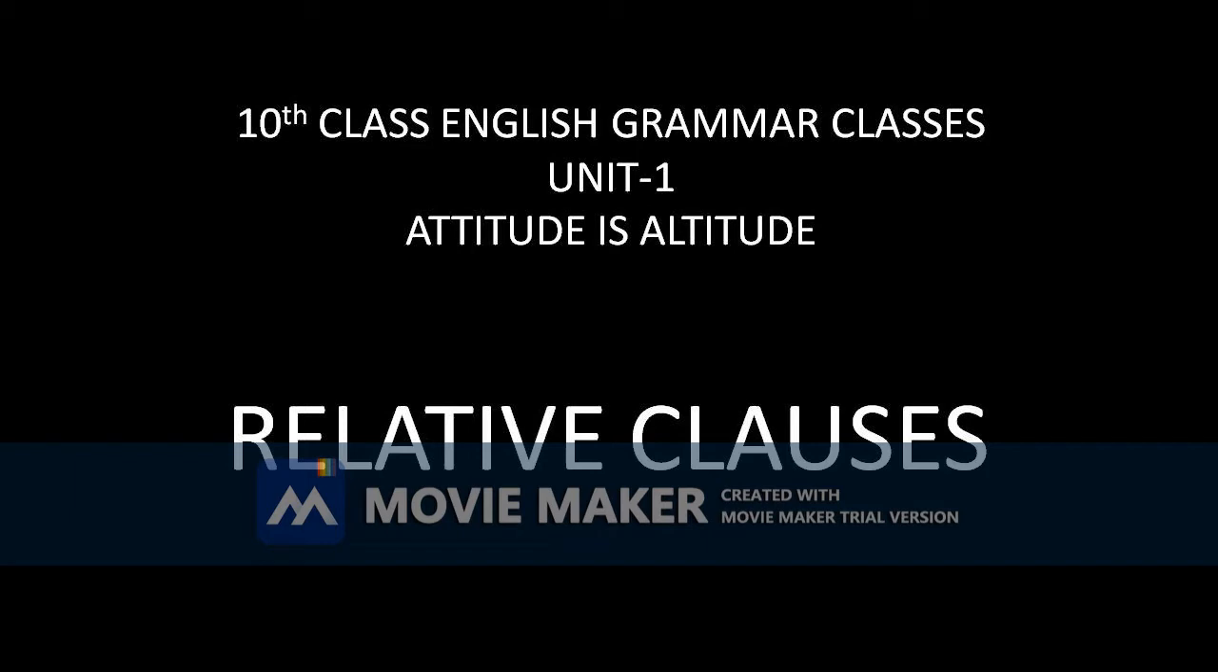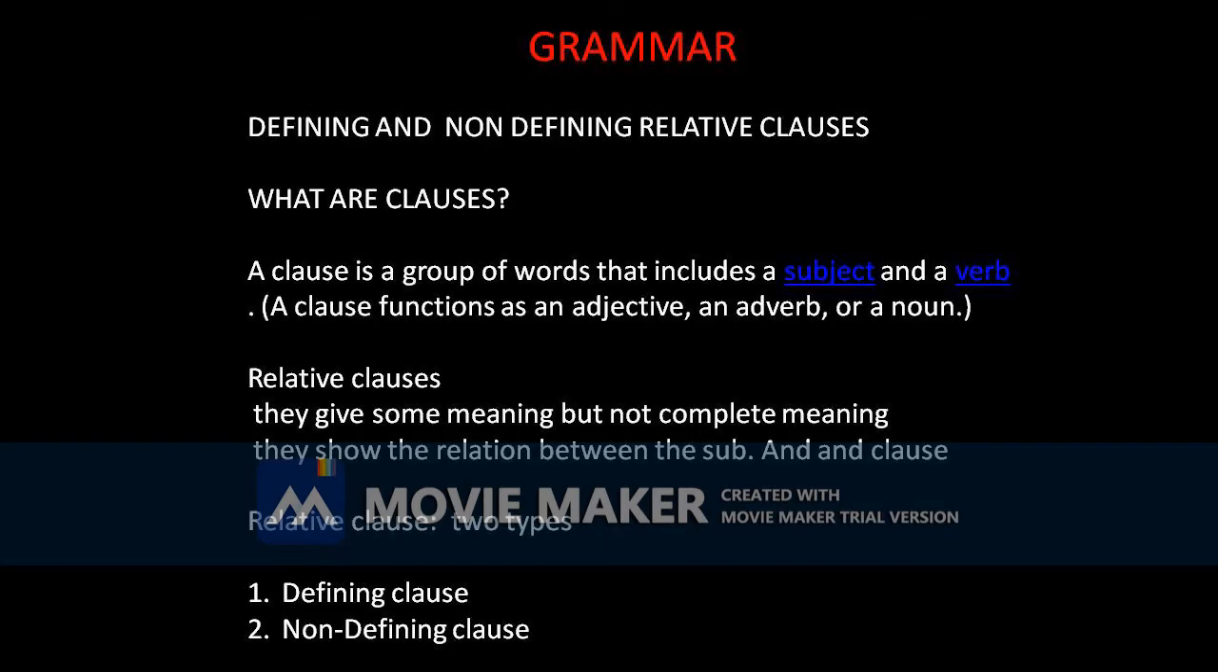So already we have completed the first unit, and today we are going to learn something about the grammar given in the first unit. The grammar introduced in the first unit is about relative clauses. These relative clauses are of two types: one is the defining relative clause and another one is the non-defining relative clause.